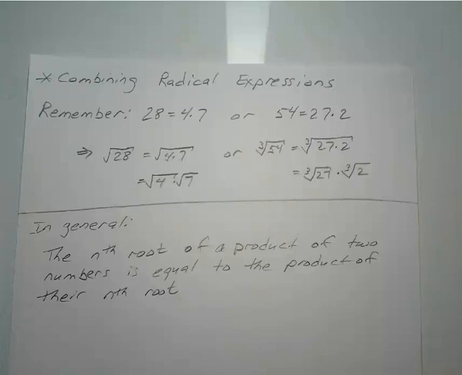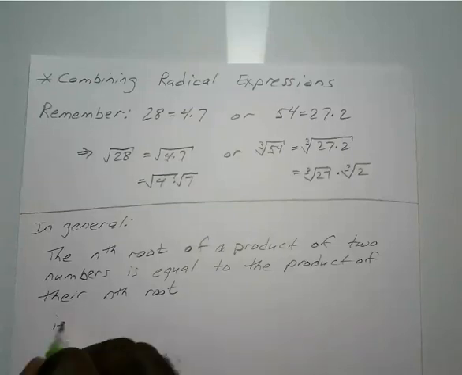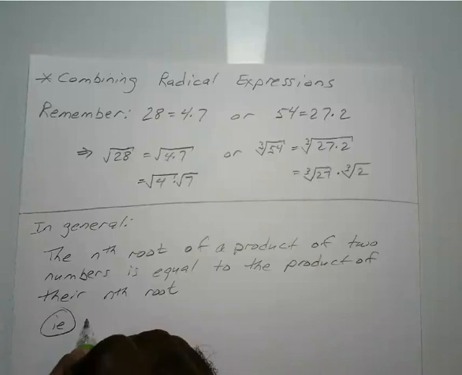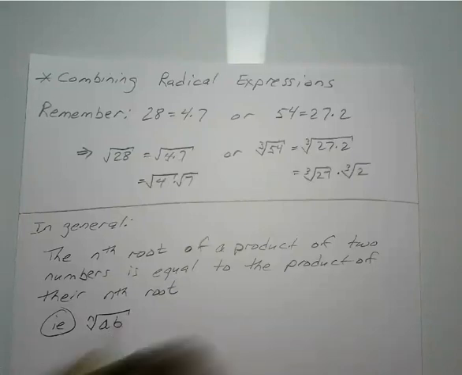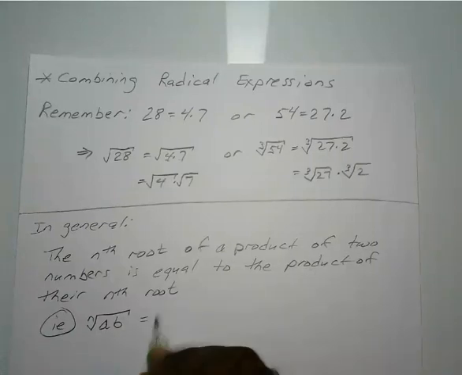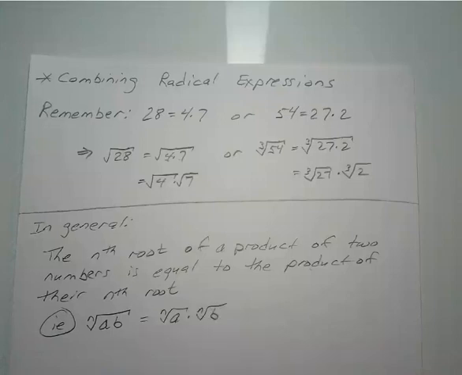The nth root of a product of two numbers, let's say we call that A and B. So we have the nth root of a product of two numbers. That's equal to the product of their nth root, which means you have the nth root of A times the nth root of B. Okay, so all of this up here basically just means this statement here. That if you have the nth root, you can just separate the two.